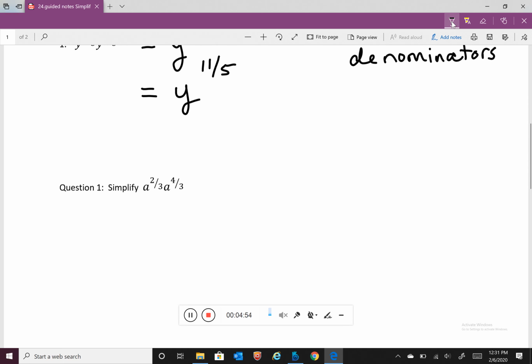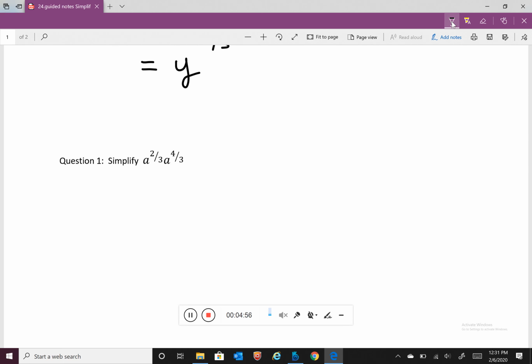Your question is to simplify a raised to the 2/3 times b times a raised to the 4/3. Notice we have like bases, and so use your rule in order to simplify this expression.